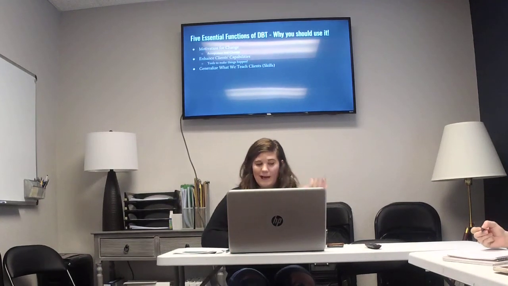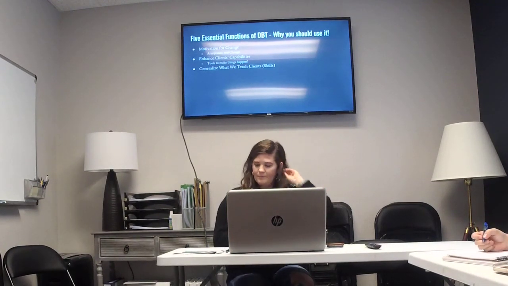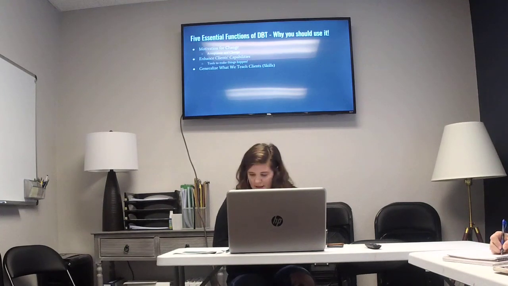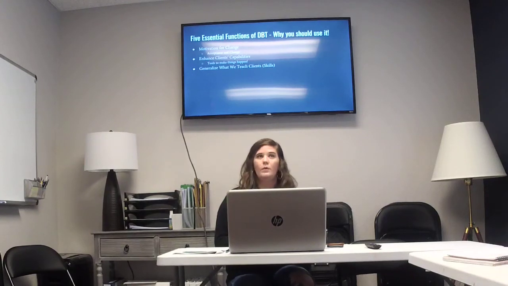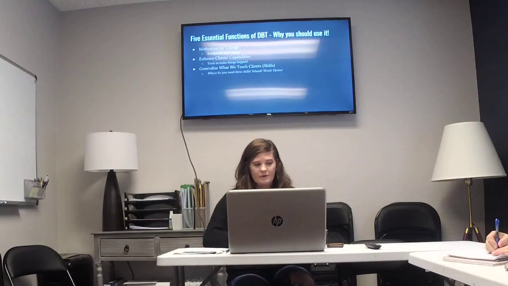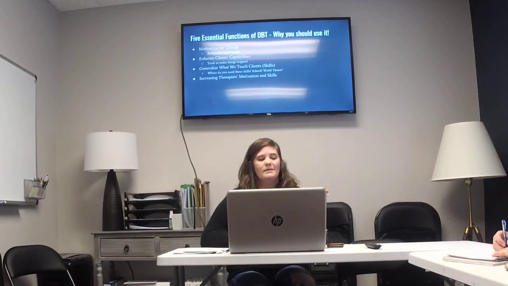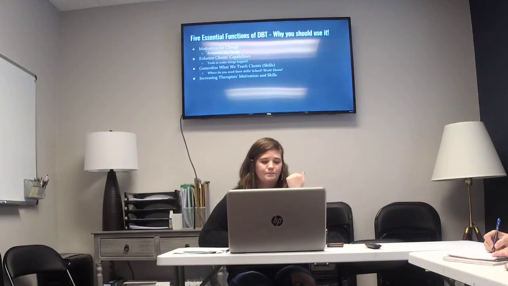So we want something for them to have and use and be able to do it. One of the other essential functions is going to be generalizing what we teach clients, and so those skills. We can talk about these skills in theory in the room, but let's generalize to where do you need these skills? Do you need them at school? Do you need them at work? At home? Where are you to utilize these skills? And so one of the important things is that these skills can travel with the client. And so where they need to go, the skills can follow them.